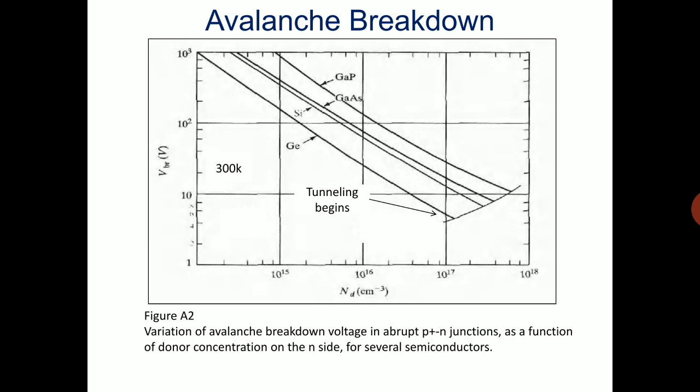If any doubts are there with respect to these concepts, we will try to have a discussion in the WhatsApp group. By this we conclude reverse bias breakdown, Zener breakdown and avalanche breakdown concepts. In the next class we shall start with the rectifier concept. Thank you all.